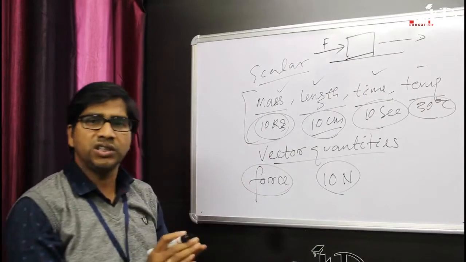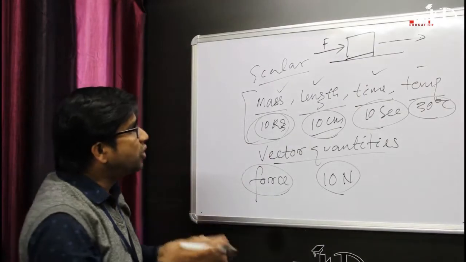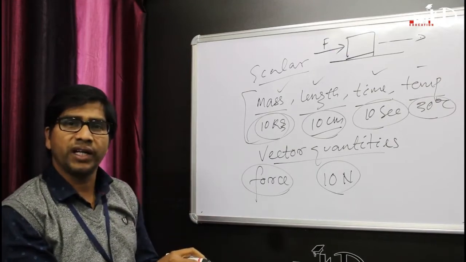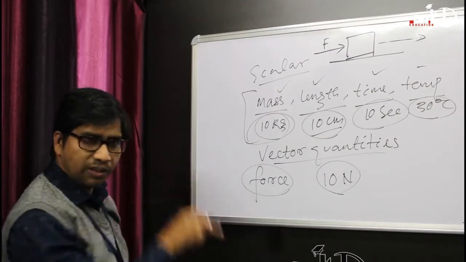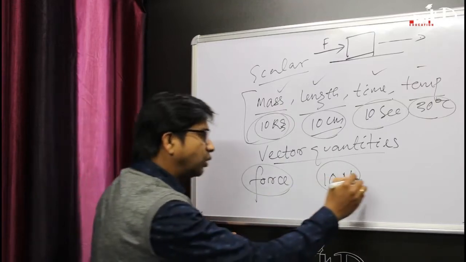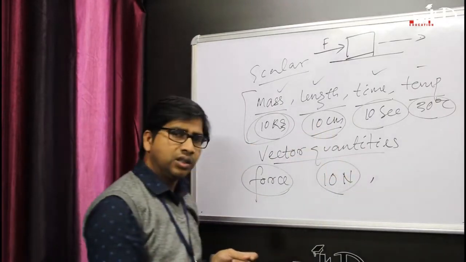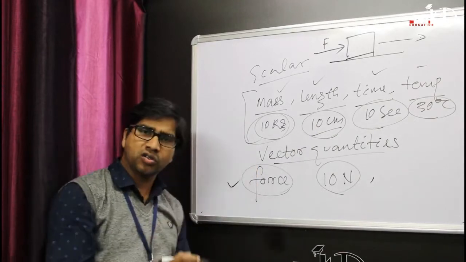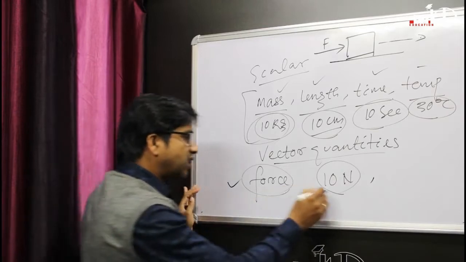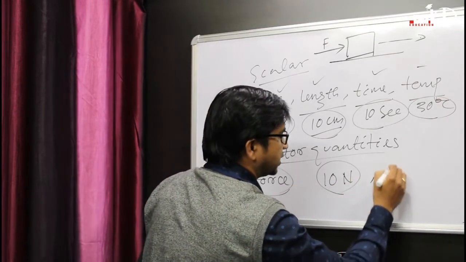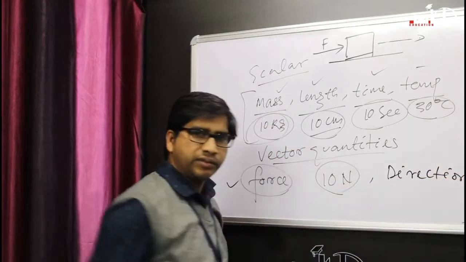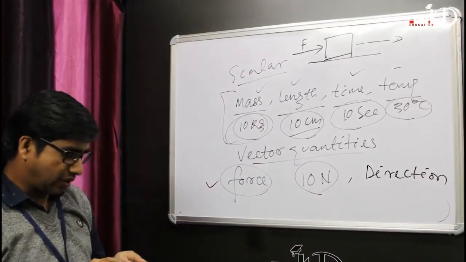So direction is also important. In which direction will the body displace? The body will displace along the same direction in which the force is applied. That's why we need to specify the direction. Force, torque, both are such quantities. Magnitude and its direction are needed to completely specify them. So those quantities are called vector quantities.